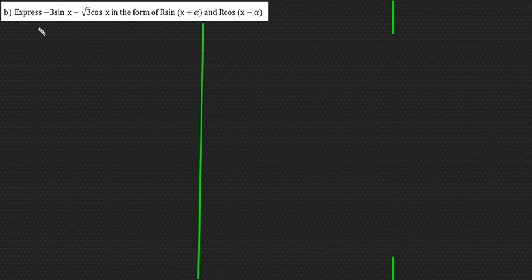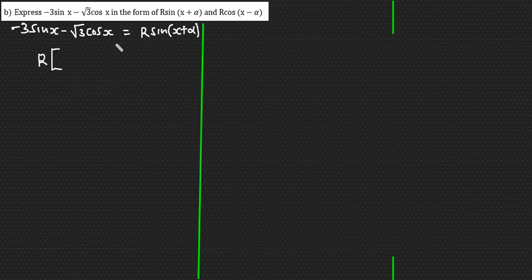When we take r, we shall now consider the negative 3 sine x minus root 3 cos x. This negative 3 sine x minus root 3 cos x is equal to, let us use, r sine x plus alpha. So what we are going to do now is to expand this right hand side, then we equate the coefficients.